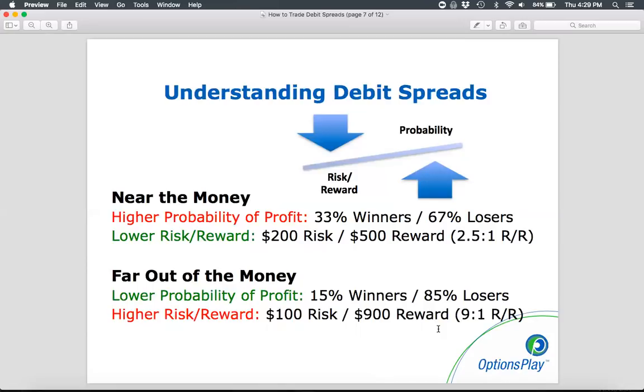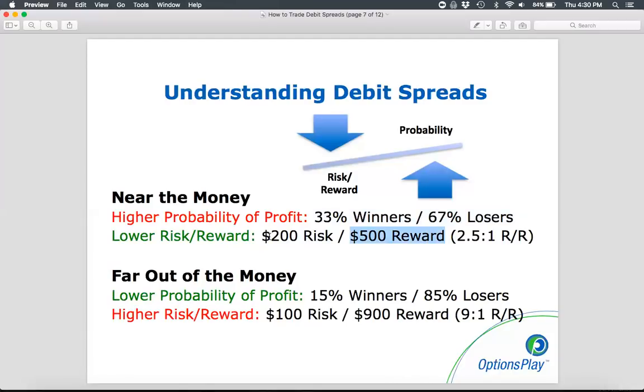That's just life. So when you're trading a near the money call debit spread, that typically looks like about a third of your trades being winners and about 2/3 of your trades being losers. However, what that gives you is a risk to reward of, let's say, risking $200 to try to make $500. So a lot of people will look at these numbers and say, why do I want to trade something that has more losers than winners? And the answer is because you get paid more on the times when you're right than what you're actually risking.